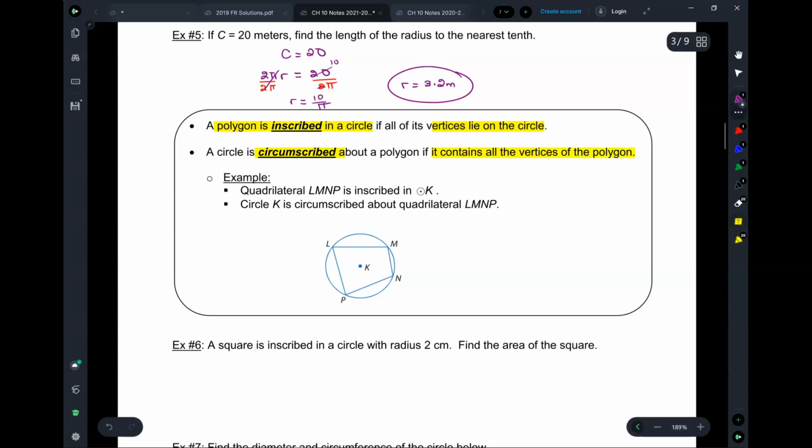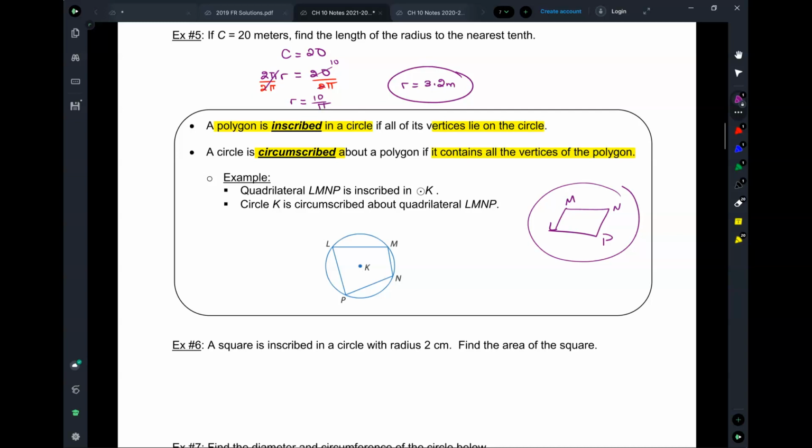So for example, if I have a polygon like this, L, M, N, P, and then I have a circle like that, that's not inscribed or circumscribed. That's just a polygon inside a circle, okay? All right.